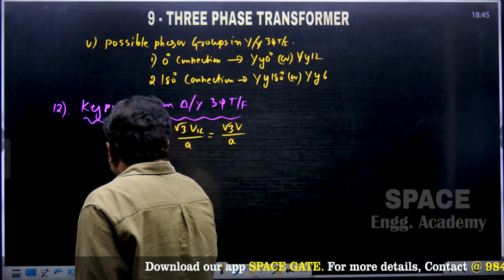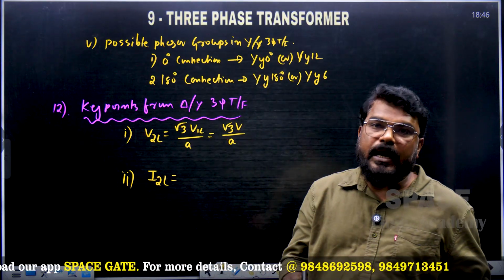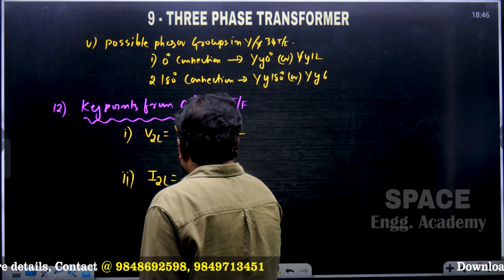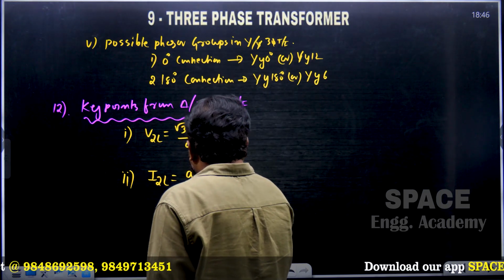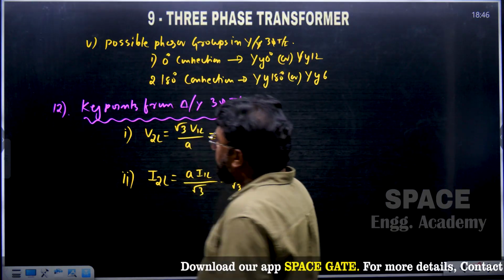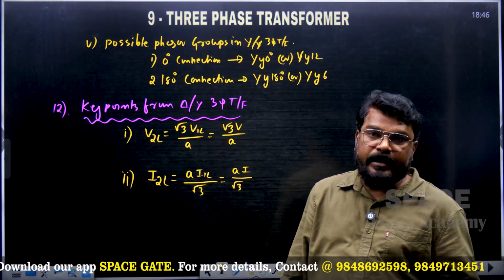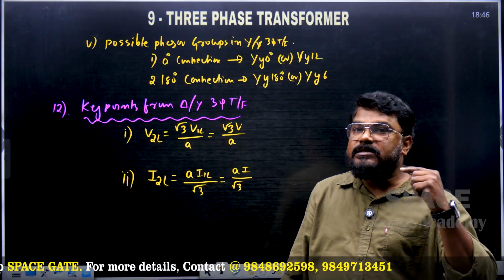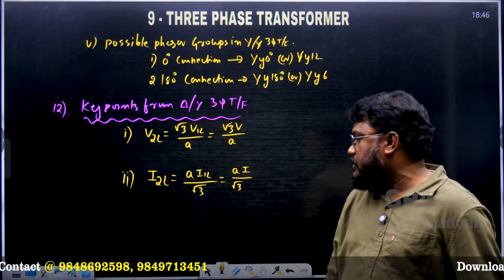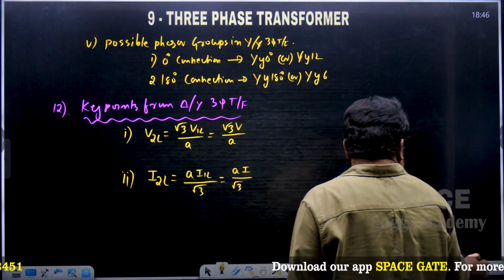And the second possibility of the question is secondary line current I2L. So how do we calculate the secondary line current? I2L is equal to A I1L divided by √3. So delta star three phase transformer produces highest secondary terminal voltage and lowest secondary current at same turns ratio, voltage rating and current rating.